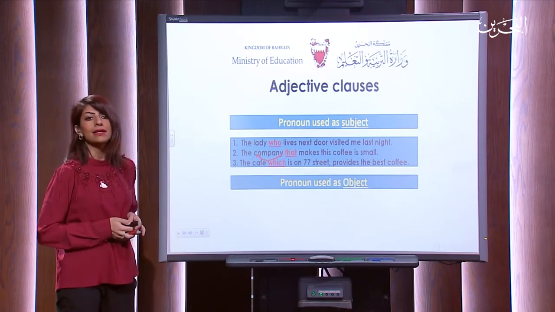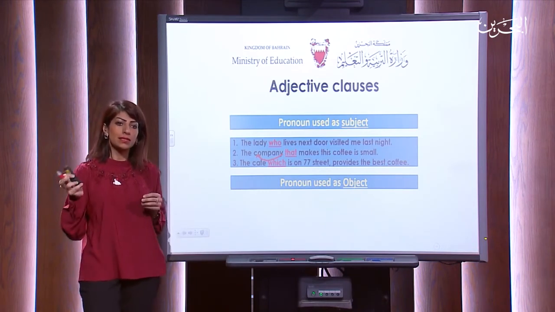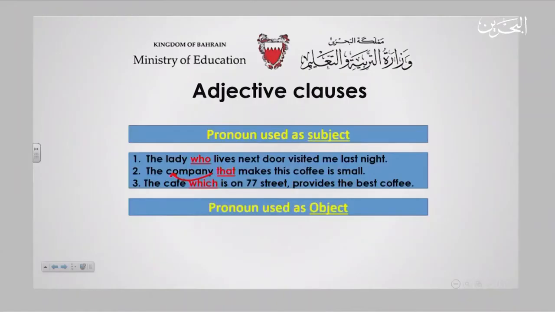Pronouns used as objects. As I have previously explained, there is a difference between the subject and the object. The subject is the doer, me, I, or whoever is doing the thing, whoever is taking the action. But the object is the thing which is being happened or the place which is being visited. So let's see.